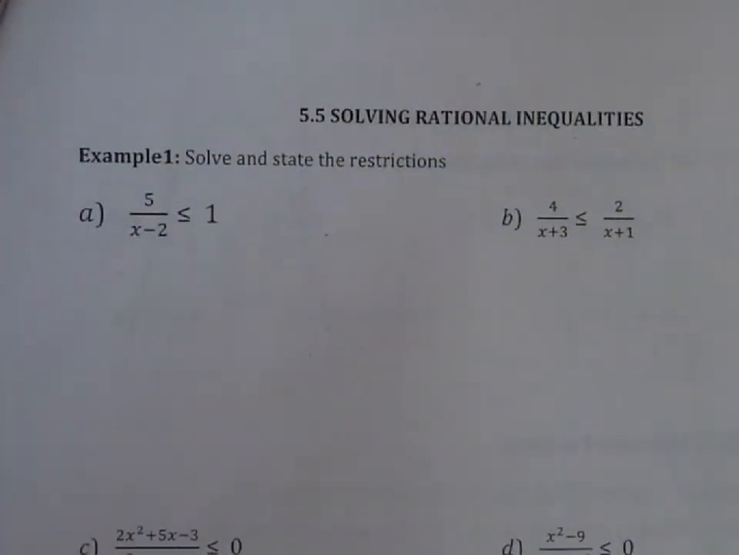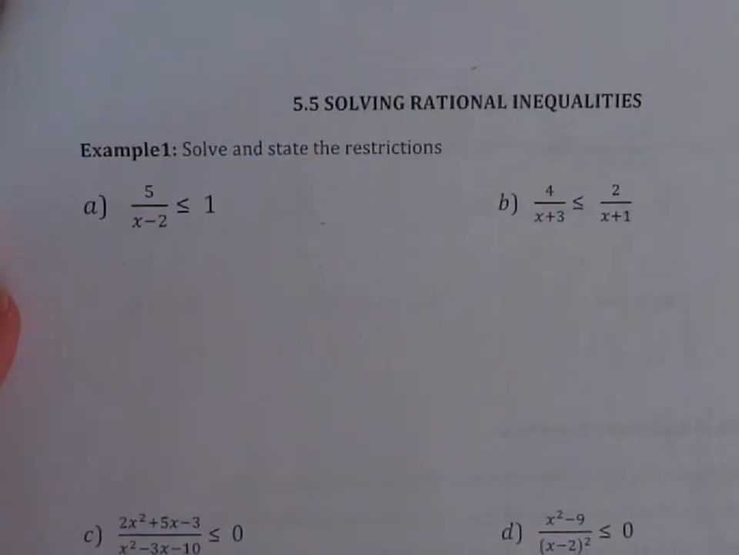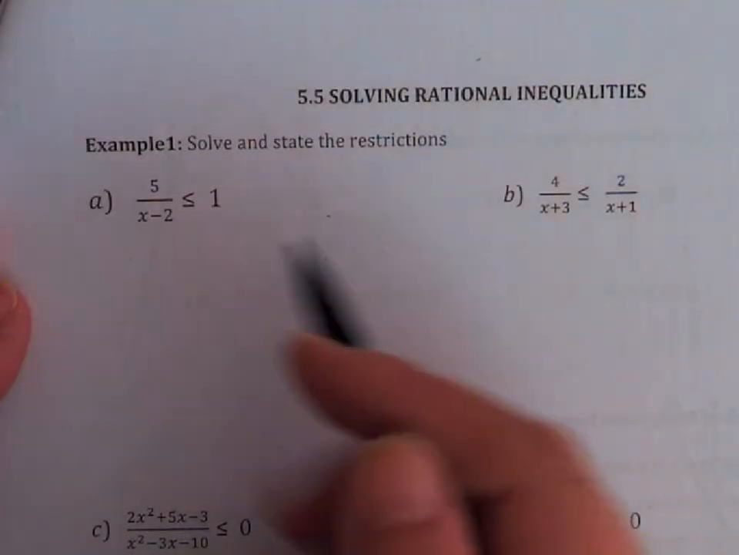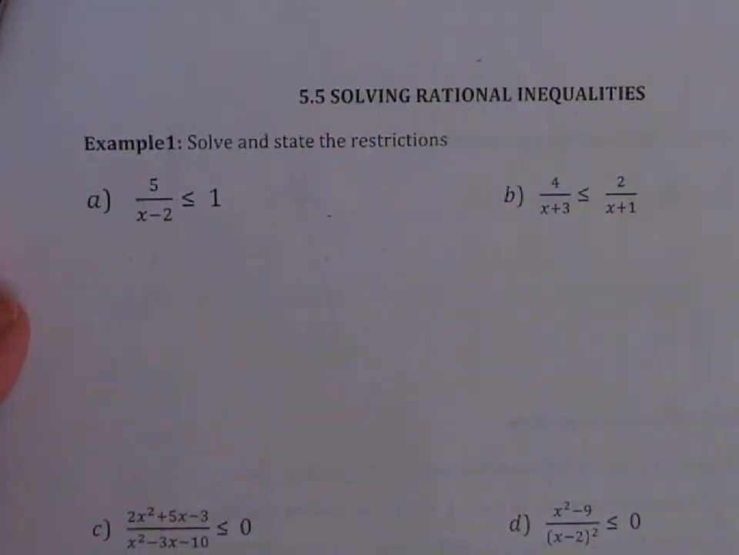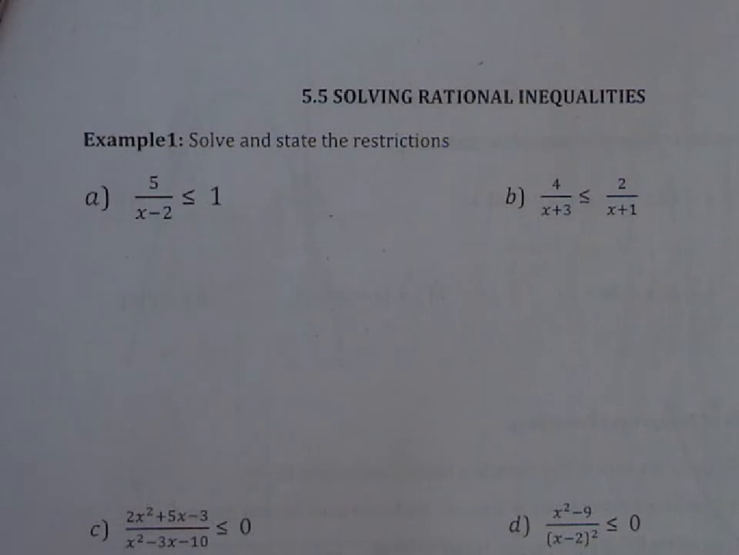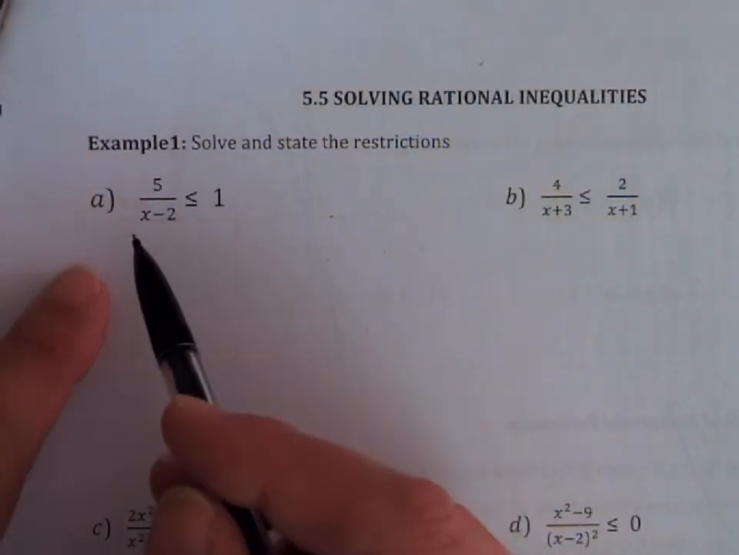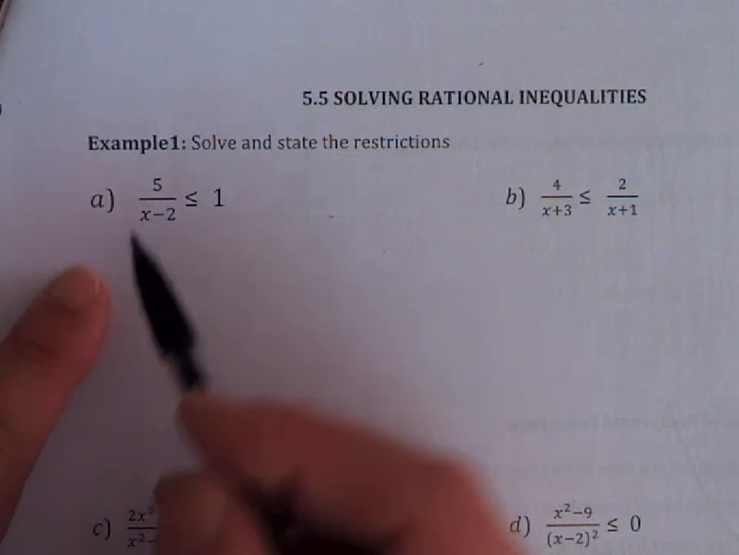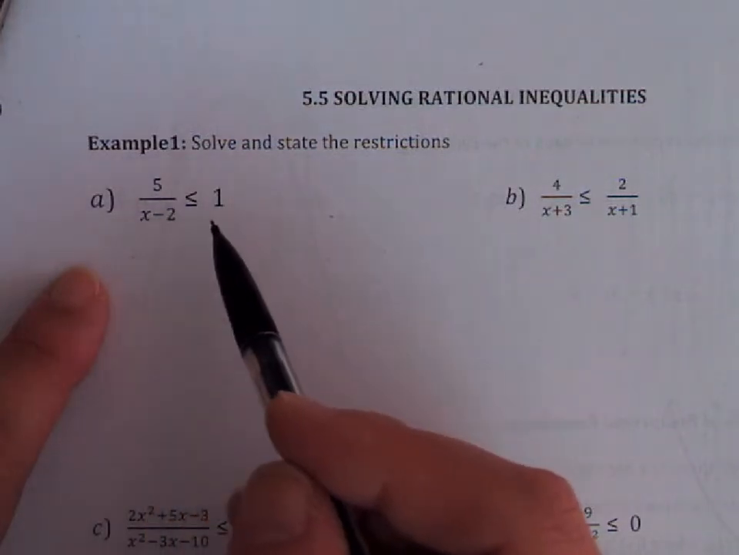Okay, so 5.5, solving rational inequalities. We are given 5 over x minus 2 less than or equal to 1. Okay, so we cannot solve rational inequalities like rational equations. It is quite different. This is the reason, because when you're solving the equations, you're getting the LCM and multiplying both sides by the LCM.